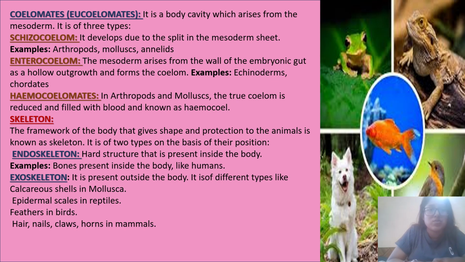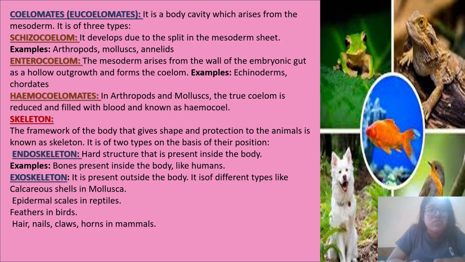Schizocoelom. It develops due to the splits in the mesoderm sheet. Example: arthropoda, mollusca, and annelida. Enterocoelom. The mesoderm arises from the wall of the embryonic gut as a hollow outgrowth and forms the coelom. Example: echinoderms, chordates. Next, haemocoelomates. In the arthropoda and mollusca, the true coelom is reduced and filled with blood and known as haemocoel.